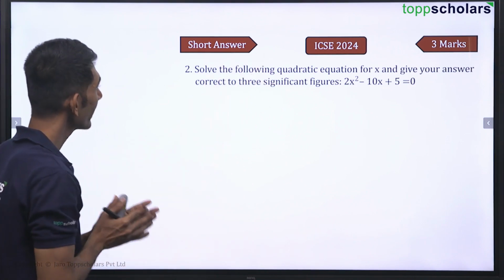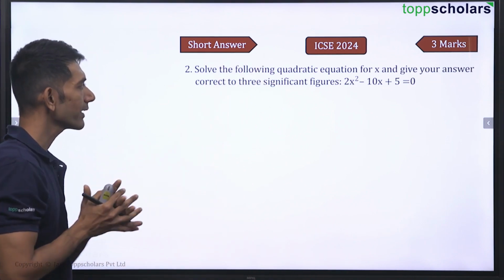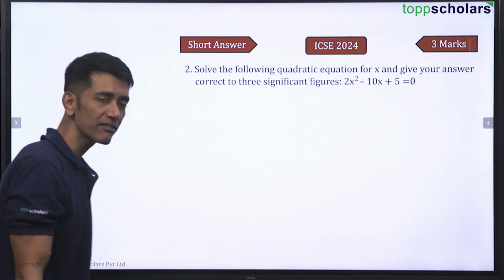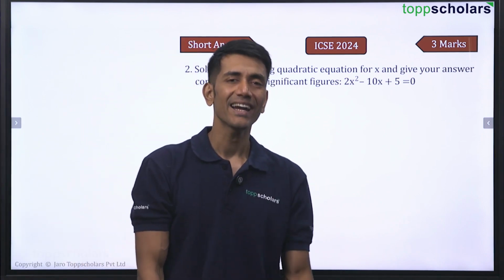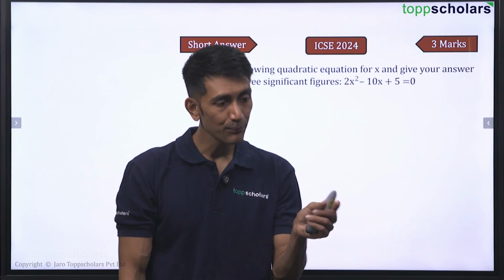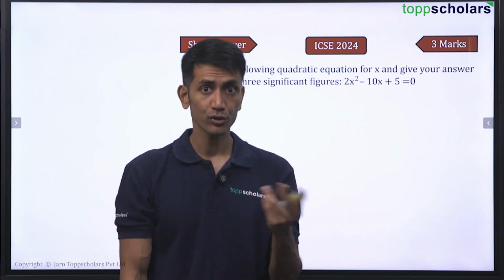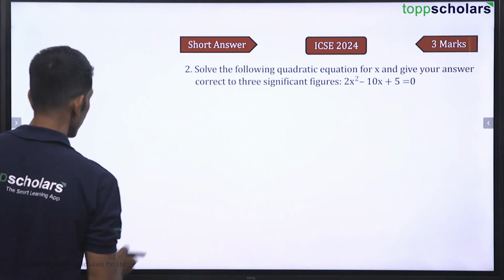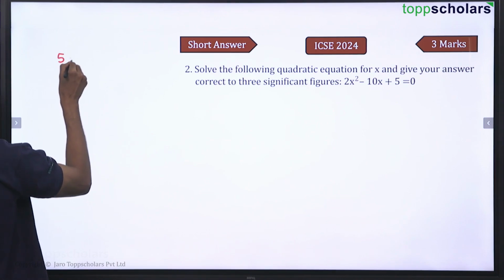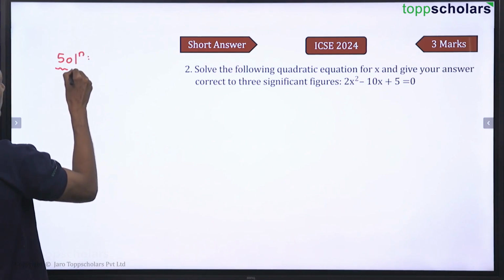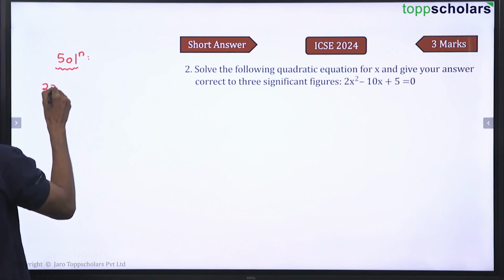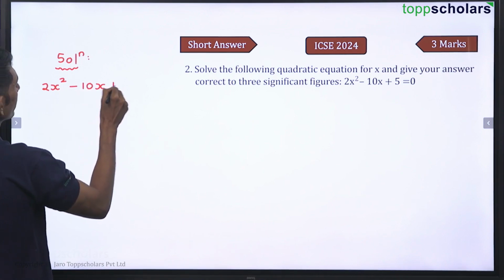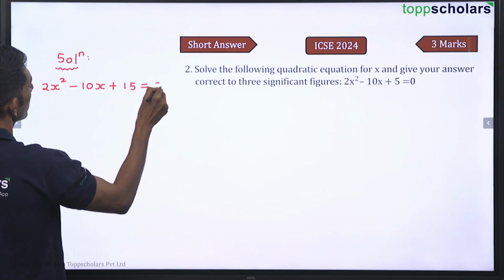Okay. Now again the question says, solve the following quadratic equation for x and give your answer correct to 3 significant figures. So when we say 3 significant figures, ideally a number, a whole number, or it can be an integer because you can get negative answer of x, and 2 decimal places. That is what we are supposed to do. So let us begin with this. So we have 2x square minus 10x plus 15 is equal to 0.